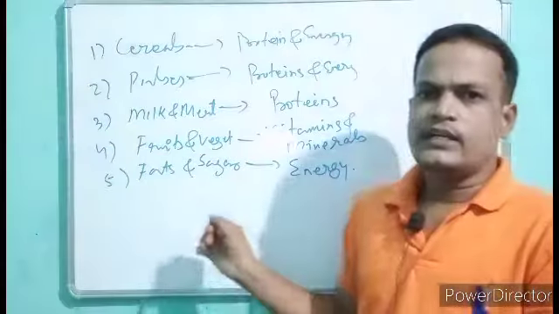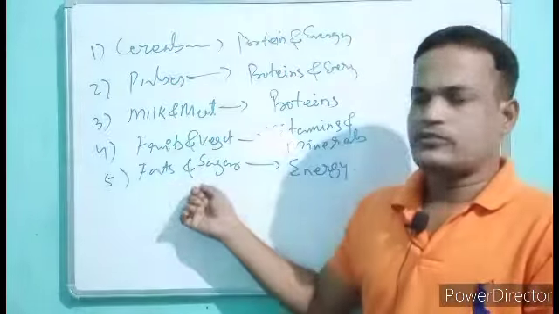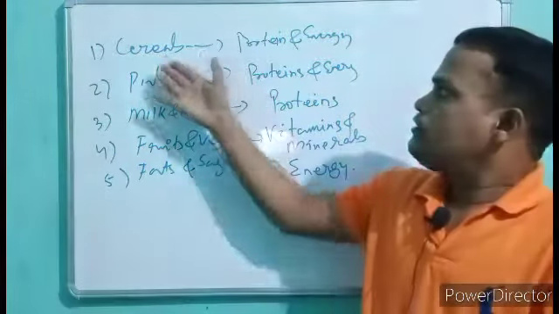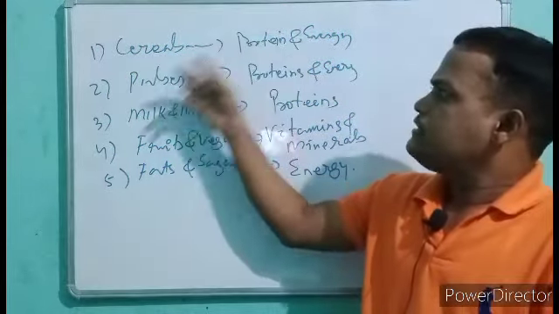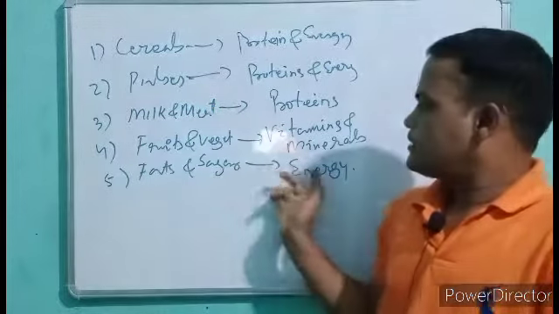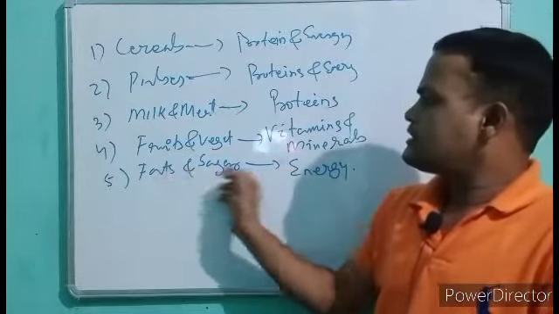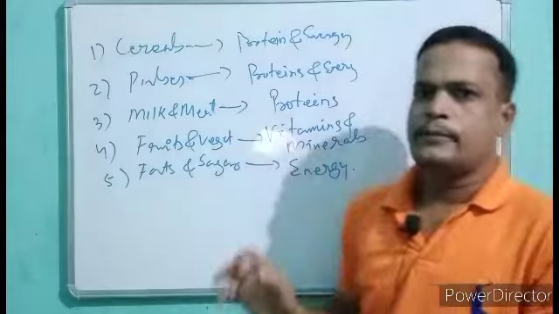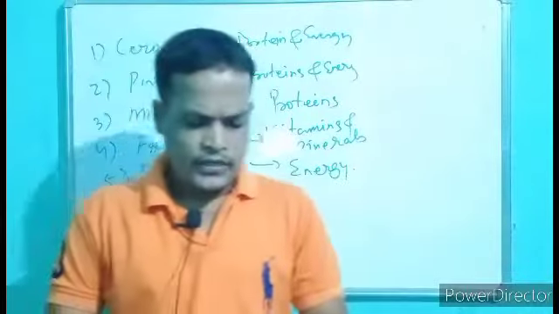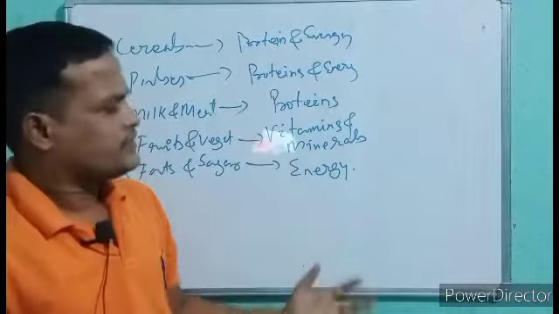Next one is fats and sugar. Oil foods and all the sweet foods provide energy. Is it clear? So cereals and grains give proteins and energy, pulses proteins and energy, milk and meat proteins, fats and sugar energy, and fruits and vegetables vitamins and minerals. Is it right? These are the general contents.